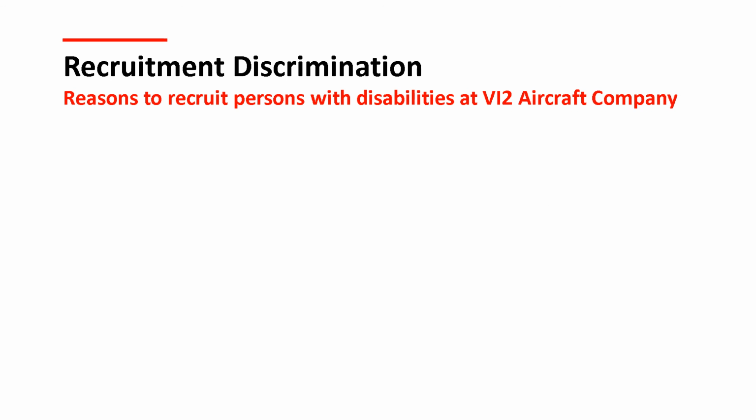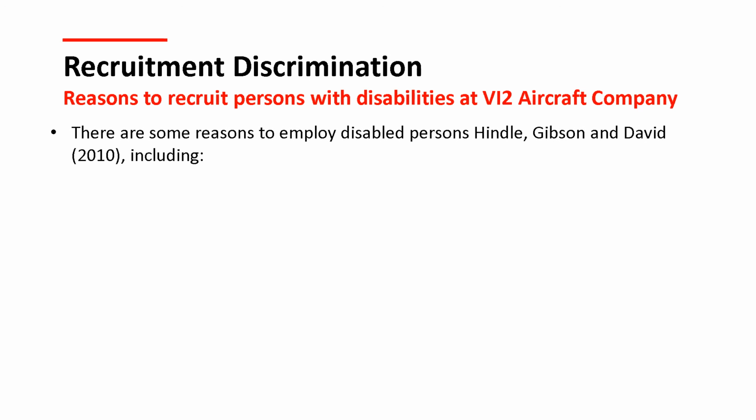Let's consider why the VI2 aircraft company needs to recruit people with disabilities. There are some reasons for hiring disabled persons that were found by some researchers. First is to develop an inclusive culture. This means that the recognition of modern culture within an organization is a reflection of diversity. For instance, nearly 25% of the workforce are from non-English speaking backgrounds in Australia.